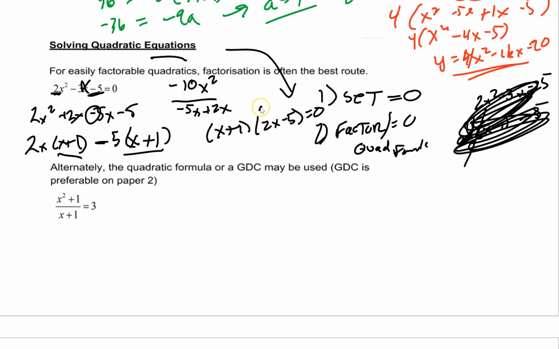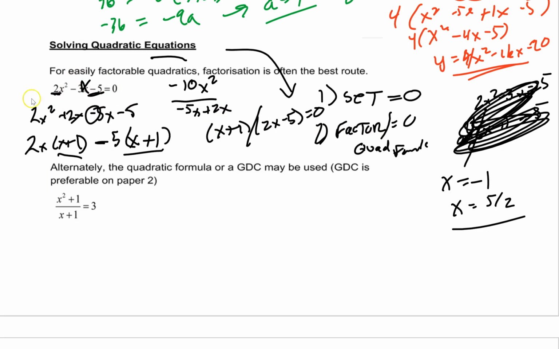Now if you're going to solve it, just split it. And x equals negative 1, and then x equals positive 5 divided by 2, 5 halves. That's how you solve a quadratic: set equal to 0, and then either factor or use the quadratic formula. That's it. Factor or quadratic formula.